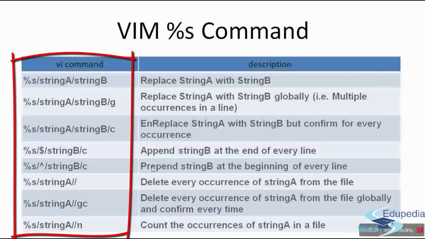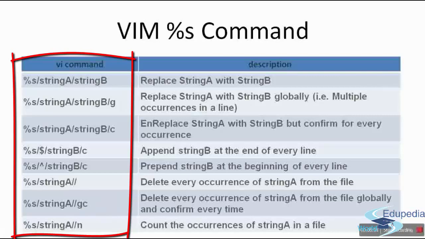If you want to delete multiple occurrences per line, you have to use the g modifier. So after the two forward slashes you add g, and then it will delete every occurrence of string a from the file globally. But if you add c also, it will confirm every time. If you do not add the c, if you just have the command up till g, it will not confirm and will straight away delete every occurrence of the string a from the file.